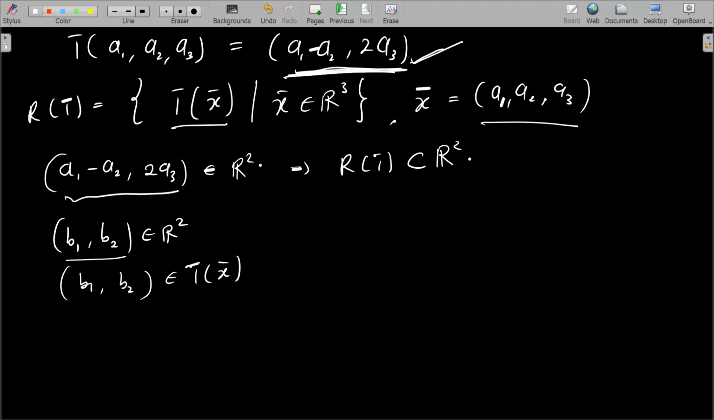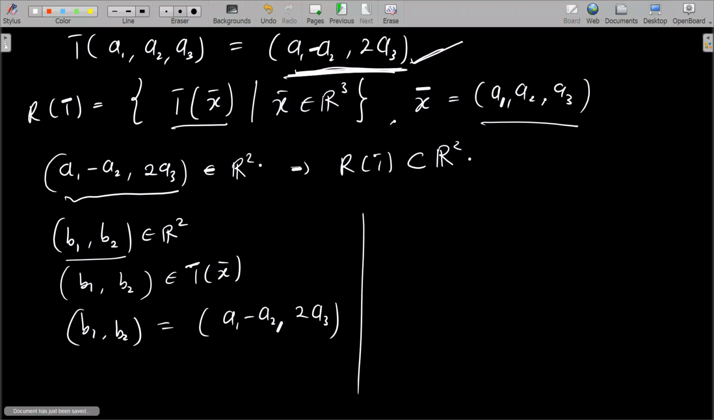Okay, if I'm saying that this belongs to the transformed vector, then it means (b1, b2) should take the form (a1 minus a2, 2a3). What does this mean? It means that every 2-dimensional vector can be written in terms of this, where a1, a2, a3 are coming from the 3-dimension. If we can write it that way, then R2 is also a subset of the transformed vectors, or the range of T.